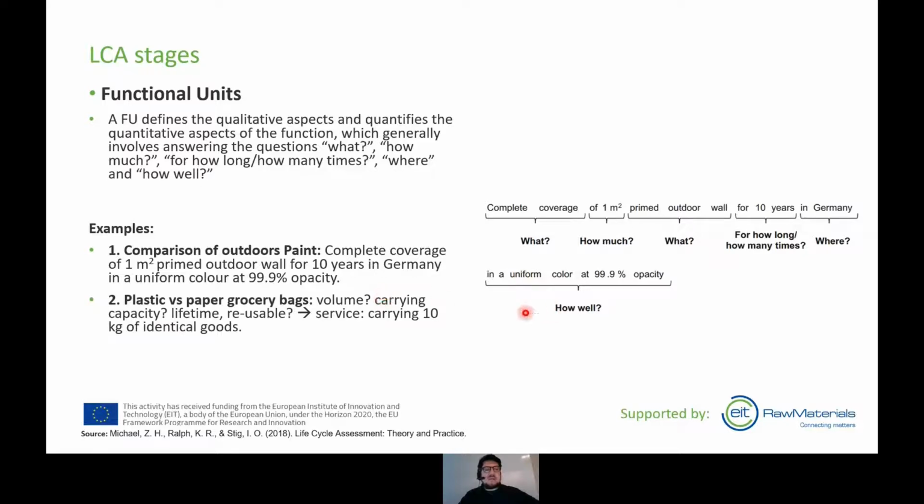In the case where we want to compare different types of grocery bags, so they can be plastic or paper, the function of the bag itself would be to carry a certain amount of products. In this case, we can define a functional unit as some grocery bags, even if they're plastic or paper, but they can carry 10 kilograms of identical goods. So that can be one functional unit.